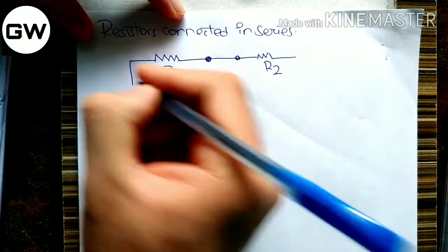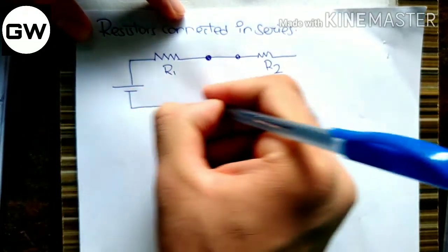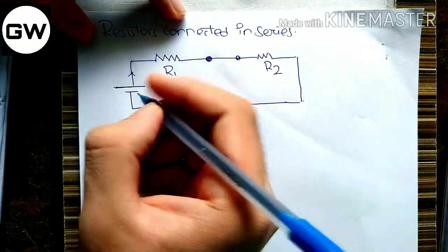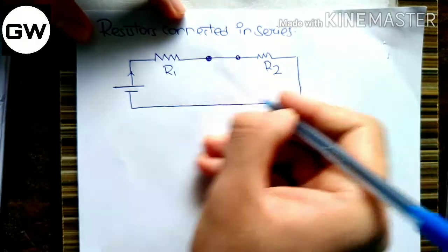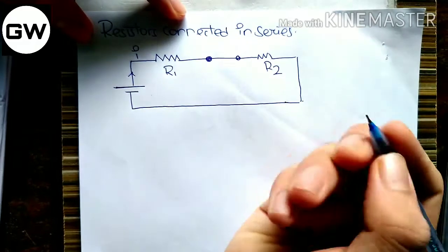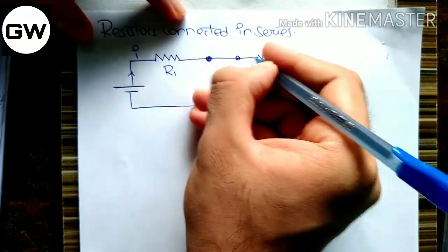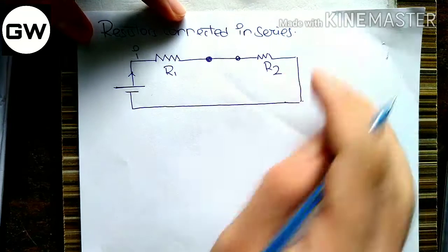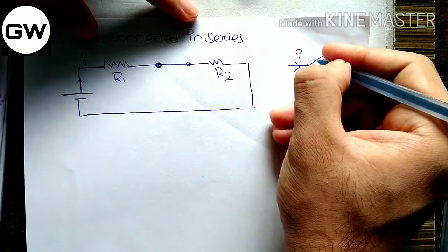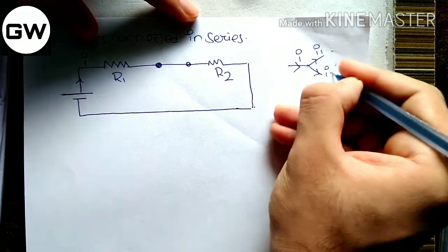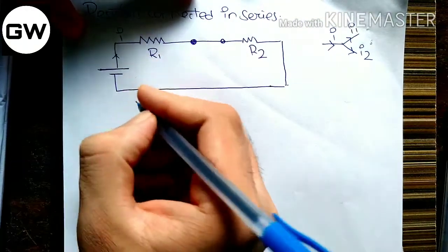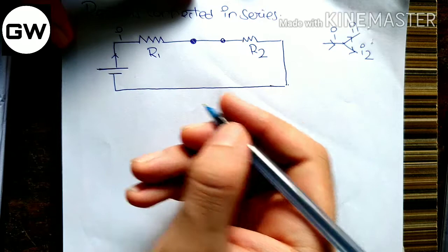The second catch here is, consider this is a circuit. Current will be flowing from the positive terminal to the negative terminal, from the higher potential to the lower potential. The current here is not being divided. The current flowing through R1 will flow in the same amount through R2. The current does not have two paths to get divided, like I1, I2. It is constant. So by knowing that the current is constant, we can tell the resistors are connected in series.